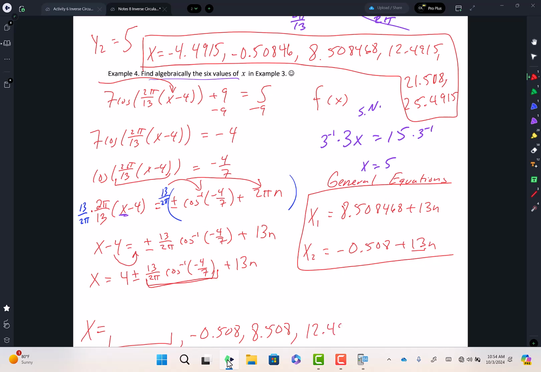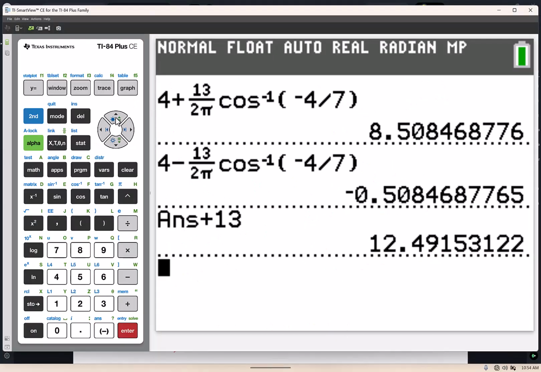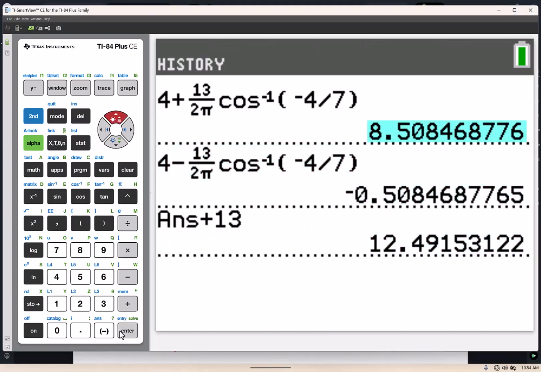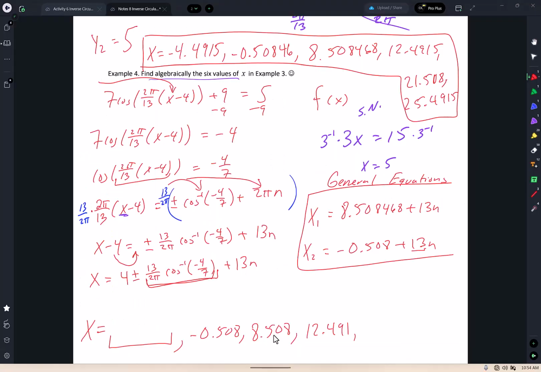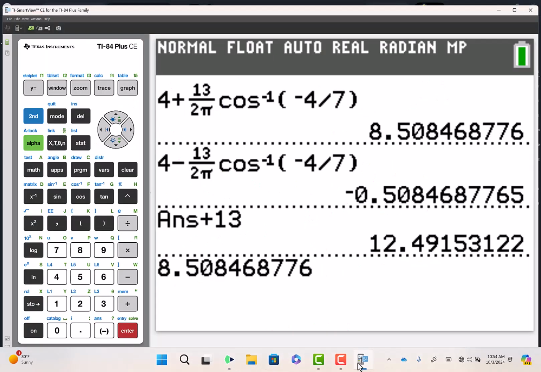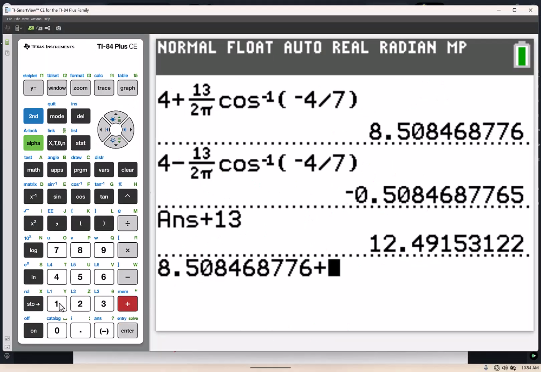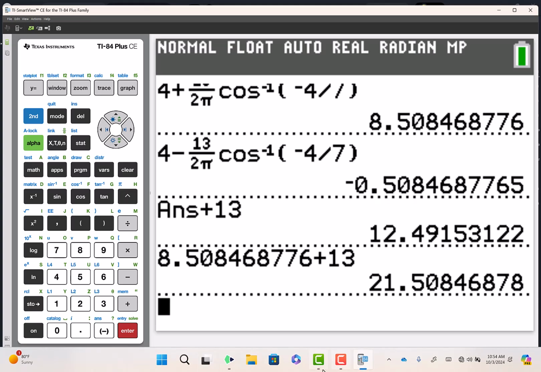Don't worry, I'm going to do it again. For the next one, I take the 8.508 and I add what to it? I got negative 0.508, 8.508, 12.491. How do I get the next one? Add 13 to 8.508. 8.508 plus 13. Enter. 21.508.